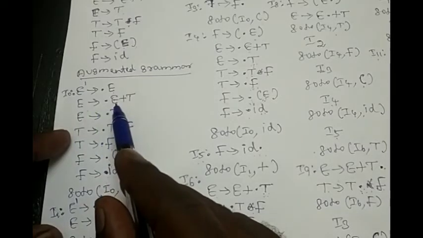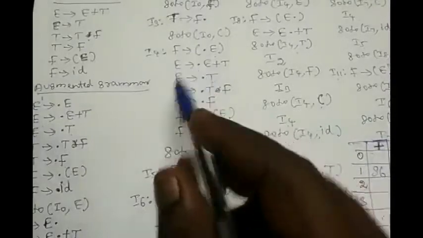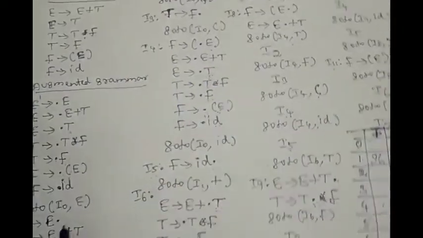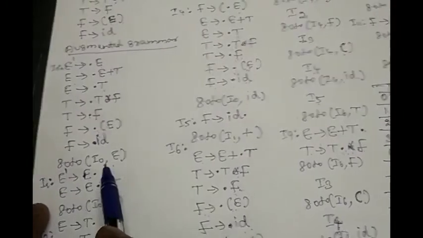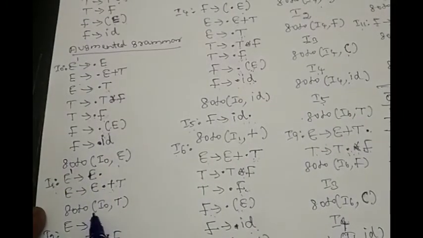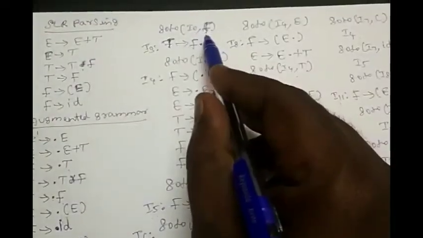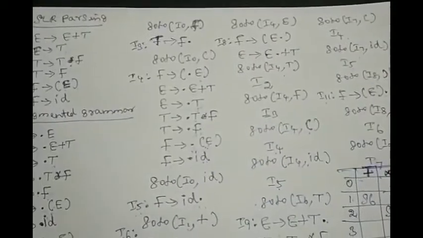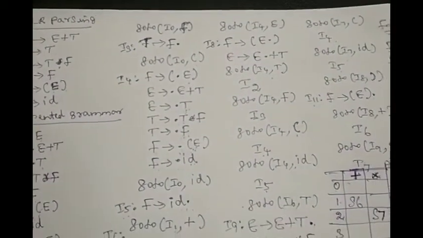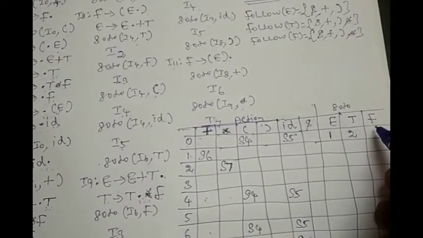So in item set 0, where does it go? Goto of item set 0 comma E generates I1, item set 0 comma T generates I2, and item set 0 comma F generates I3. So I am generating item sets 1, 2 and 3. Since these are non-terminals, in item set 0 on E I simply write 1, on T it generates item set 2, so write 2, and on F it generates item set 3, so write 3. That's it.